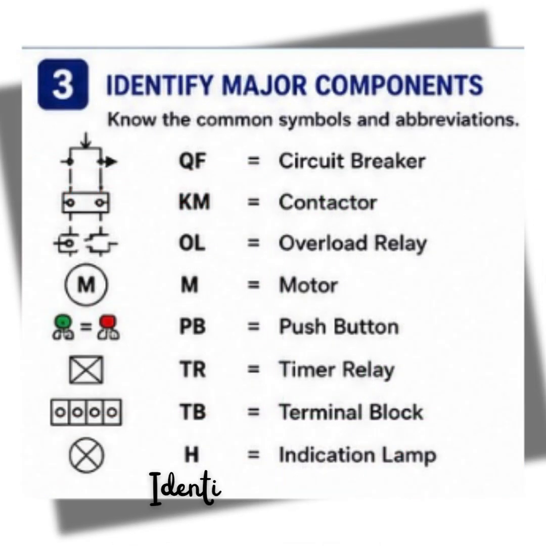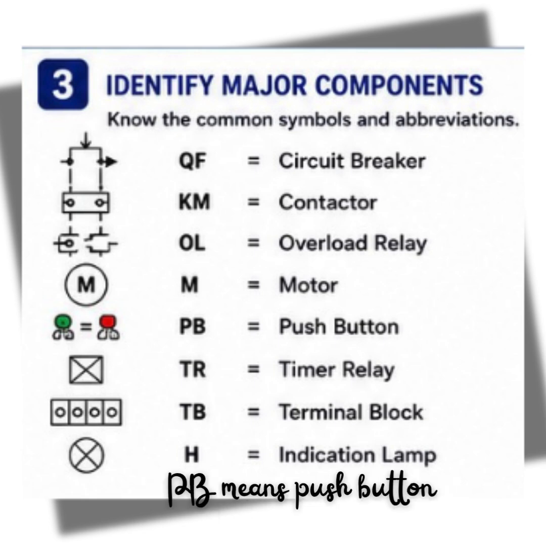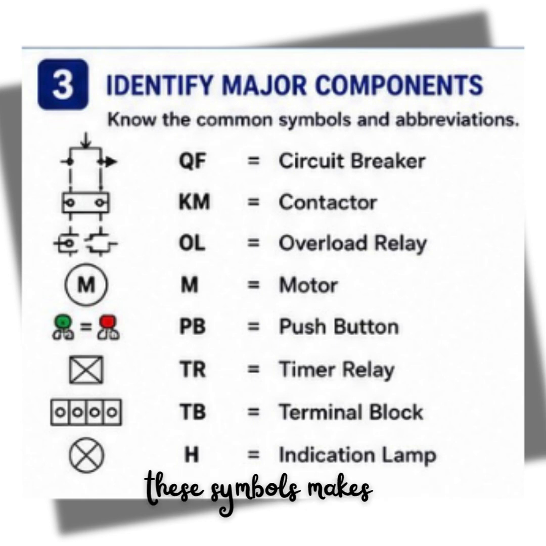Step 3. Identify major components. Before reading any circuit, identify the components. Common symbols and abbreviations include QF means circuit breaker, KM means contactor, OLR means overload relay, M means motor, PB means push button, TR means timer relay, TB means terminal block, H means indication lamp. Understanding these symbols makes reading the drawing much easier.